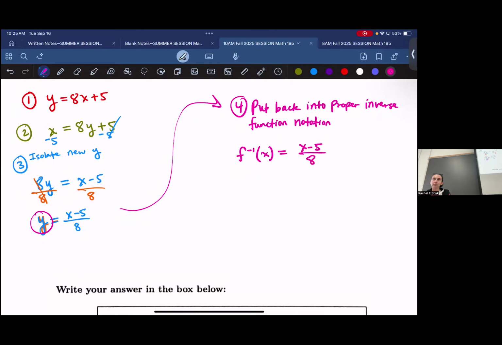Would 5 minus x over negative 8 be acceptable if I carried it over a different way? Yes, that should be correct, because if you factor out a negative from the numerator, then you have 5 minus x, and if you had a negative in the denominator, a negative divided by a negative cancels out. Same thing.